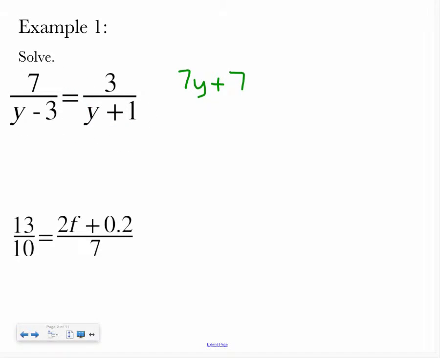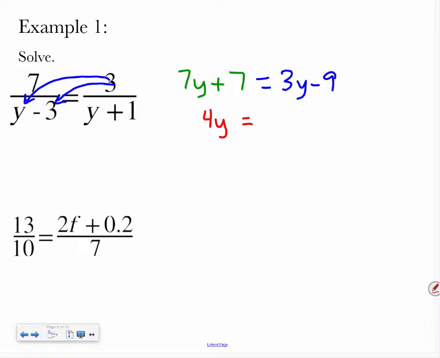And that ends up being equal to, I have a 3 times y, so 3y, and then a 3 times a negative 3, so a minus 9. Now all I have to do is solve for y. So we're back to equations with variables on both sides, which is something that we covered at the very beginning of the year. So I'm going to move my 3y over to the left-hand side by subtracting it, so 7y minus 3y gives me 4y equals, and then I'm going to move my positive 7 from the left-hand side of the equation over to the right-hand side.